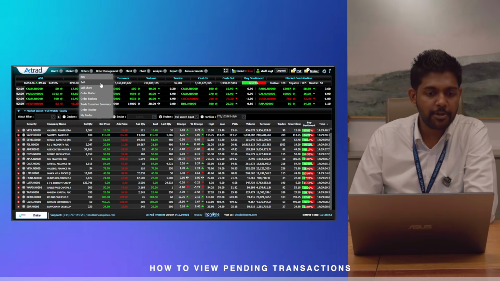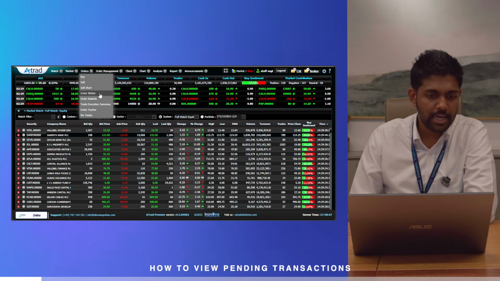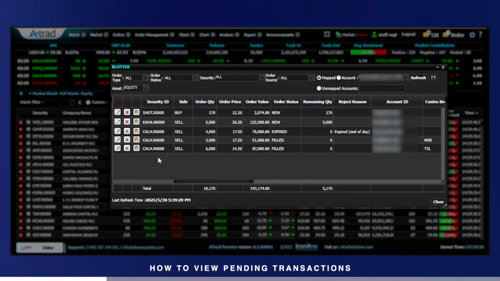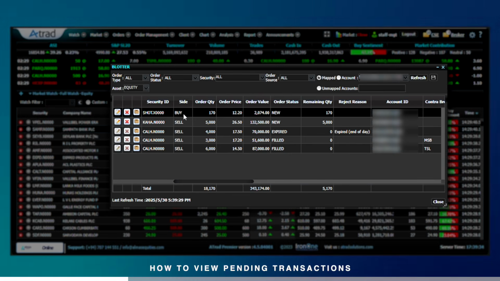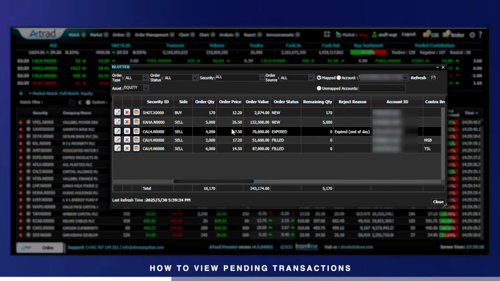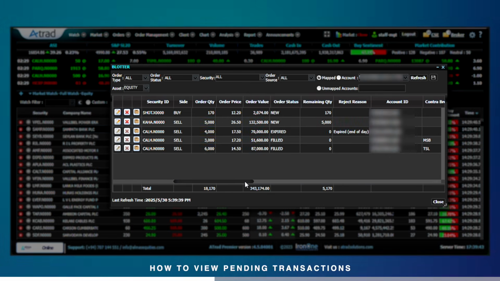And then after you make an order, it could be a buy order or it could be a sell order, it will go to this order blotter. So let me explain what this means. You have made orders on these selected securities, the first one is the buy order, and then a couple of sell orders, with the quantity, the order prices, the value of that order and the status.